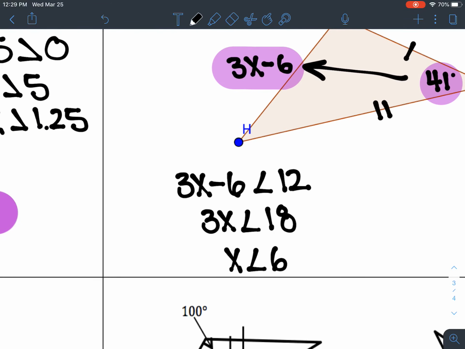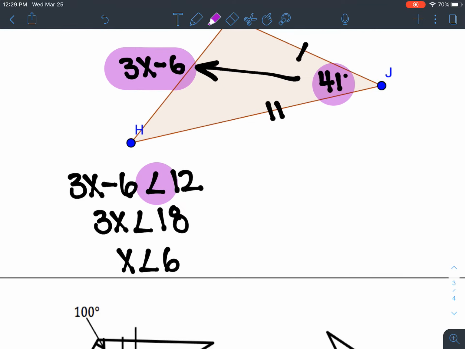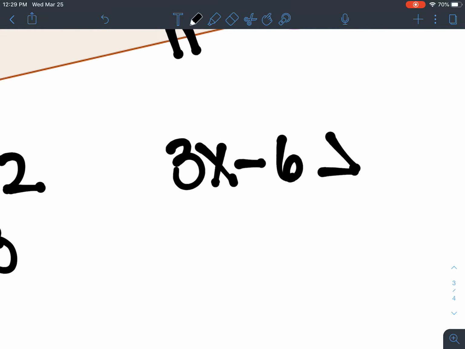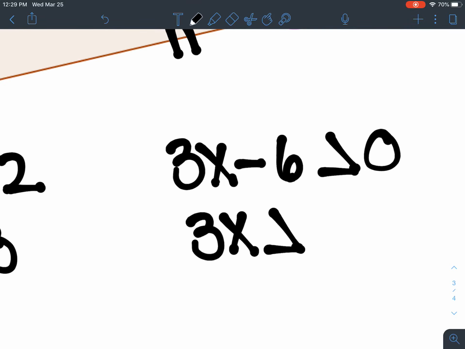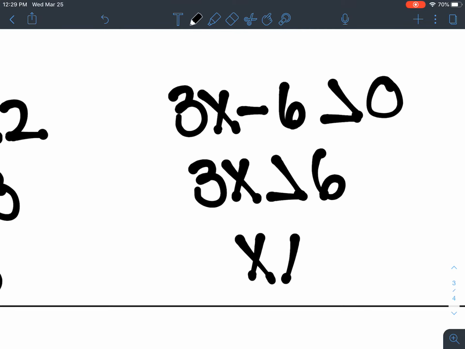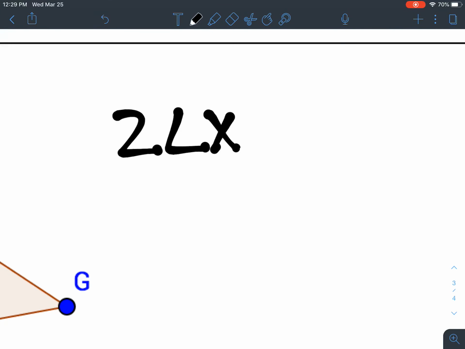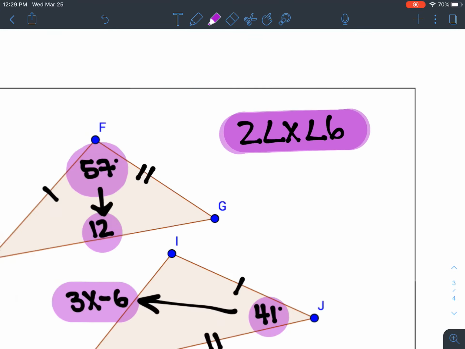But here's the thing, guys. We have that this 3x minus 6 has to be less than 12, which means that the side length has to be less than 12. But negative numbers are also less than 12, right? So we now need to add in that extra stipulation that says 3x minus 6 also has to be greater than 0. Solving that, we're going to get 3x is greater than 6, which means that x has to be greater than 2. So your final answer for this is that x has to be stuck in between 2 and 6.